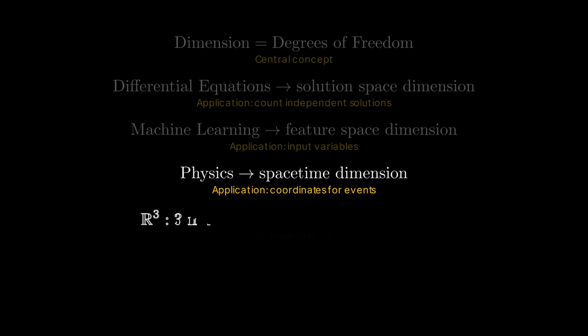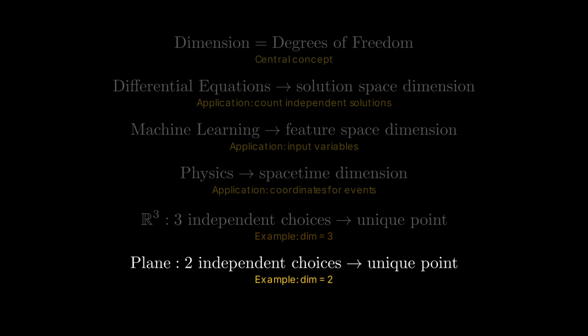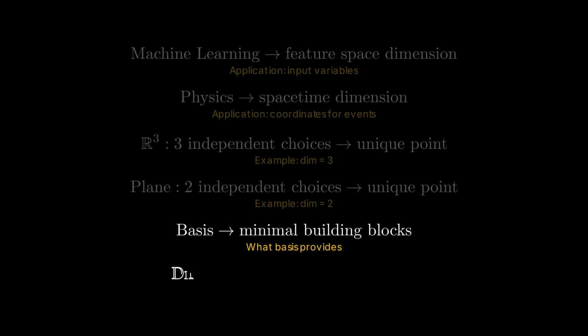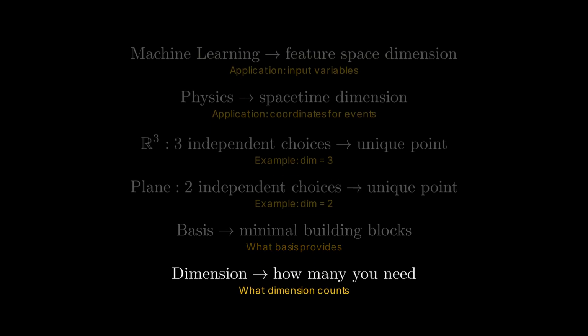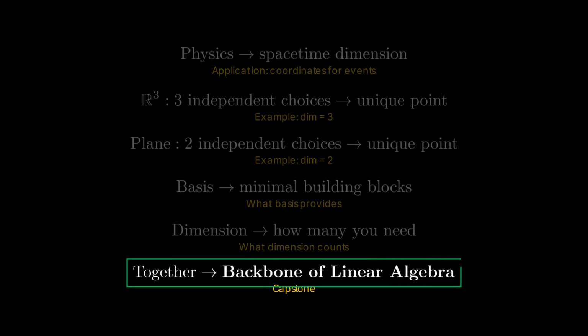Consider our familiar examples. In R3, 3 independent choices pin down a unique point. In a plane subspace, just 2 independent choices suffice to identify any point. The basis gives you the minimal building blocks, and the dimension tells you how many you need. Whether you are solving systems of equations, compressing data, or modeling physics, the dimension of your space dictates its structure. The basis and the dimension together form the backbone of linear algebra.